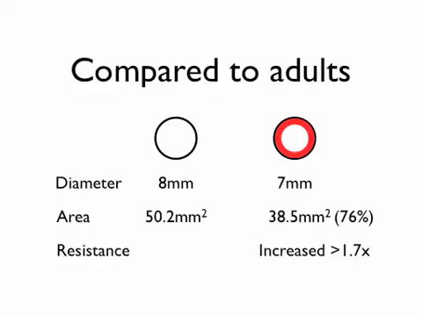This is compared to an adult example of an 8 millimeter airway that's reduced to 7, and there the area is still 76% of what it was compared to the 56% in kids, and the resistance has only increased slightly more than 1.5 times instead of 3 times. So you can see the dramatic difference that having a little bit of swelling on a small airway makes in children compared to adults.